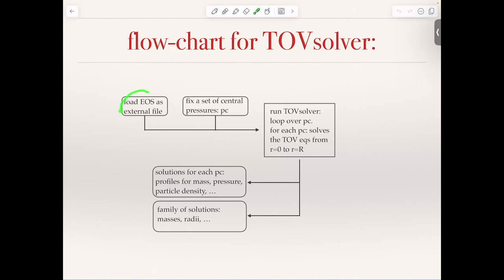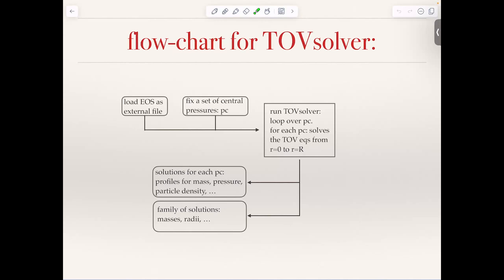So this is an input: the equation of state. Then there is also another input, which is the central density that we consider, or the set of central densities. In the code, you can give the solver any array containing different central densities, and it will compute for each of them. It will give you an answer ordered according to the central density, or central pressure, that you have given to the solver.